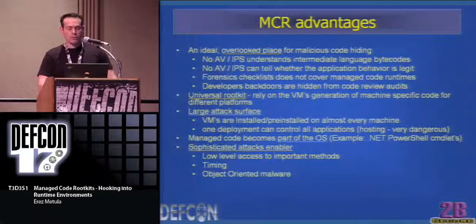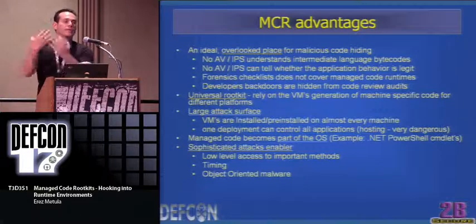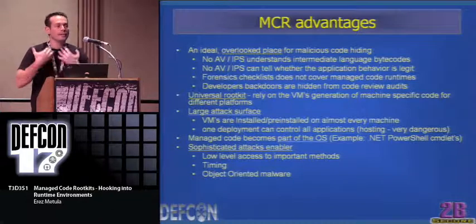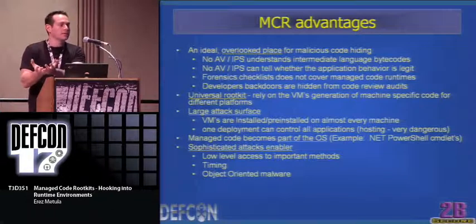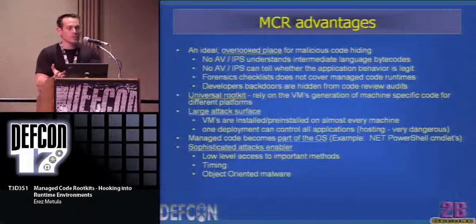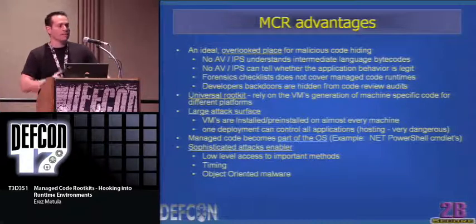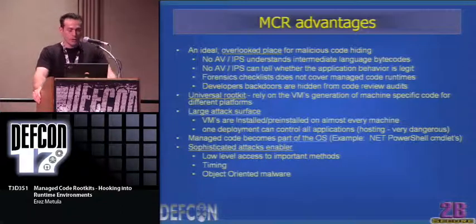We're also talking about universal rootkits. Due to the fact that the virtual machine performs the translation for us, we can write code which is not machine specific, right? The same malicious code will be translated to the machine specific instruction set using the virtual machine. This is what I call universal rootkits. And we have a large attack surface due to the fact that virtual machines are pre-installed on operating systems. We have Java and .NET pre-installed in the latest OS versions.